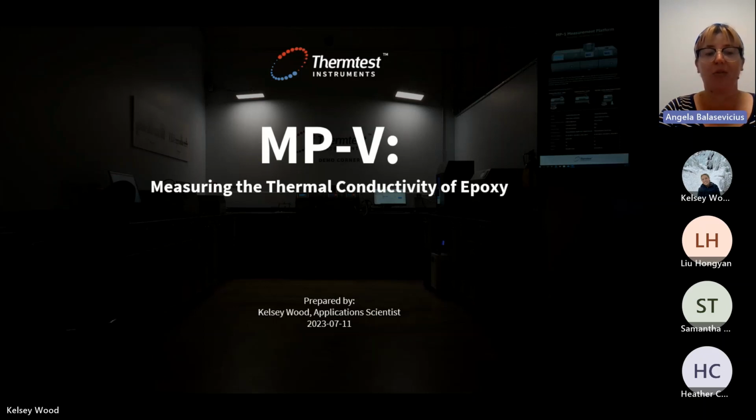Today we will explore thermal conductivity in cured epoxy samples, a vital aspect of material analysis impacting numerous industries. We'll be focusing on the measurement platform Versatile, the MPV, and its critical component, the Modified Transient Plane Source Sensor, MTPS, both renowned for their accuracy and versatility.